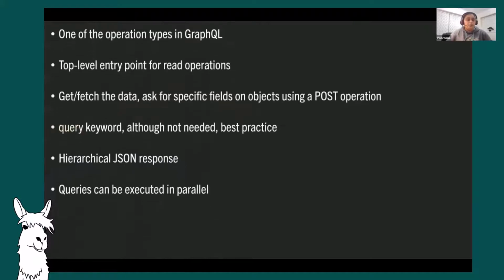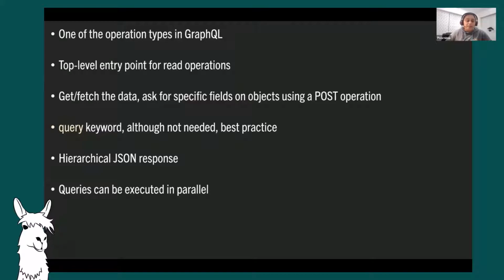It's one of the operation types in GraphQL, and it's the top level entry point for read operations, but you read data over a POST operation typically. The keyword for querying the data is the query keyword. GraphQL considers every query that comes in as a query by default, not a mutation or subscription. So you can omit that if needed, but it's considered best practice to include that in your queries.